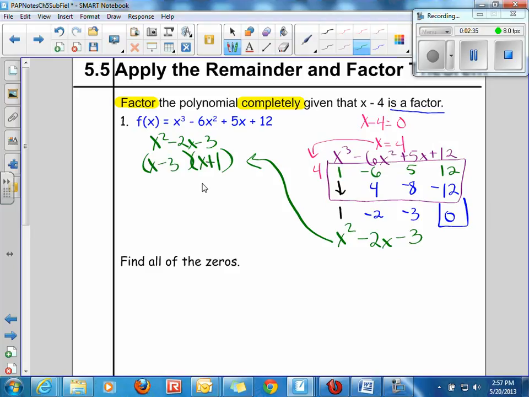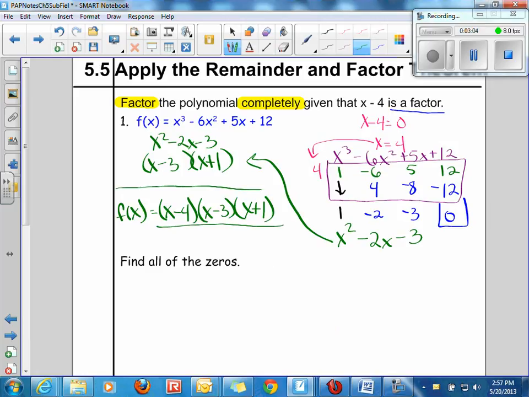And so all they wanted on this first part was all the factors, or to write it in factored form. So if it's completely factored, then the equation has to have the two factors we just found and the original factor in it. The original factor that they gave me was x minus 4, and then x minus 3 and x plus 1 were the two factors that I found. So here it is factored completely, and that would be the answer to this top part.